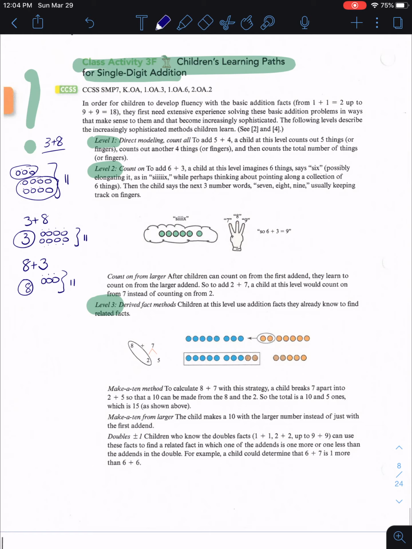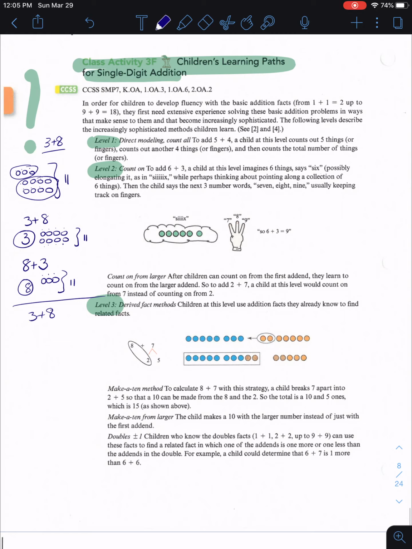So with direct modeling, the counting all, there's absolutely no understanding of the special properties of addition. And then there is the counting on level, where the students understand that the first number or one of the numbers is the place you start, and then you can count on all the additional numbers. All right, so then in level 3, students can begin to use some other facts that they know about addition.